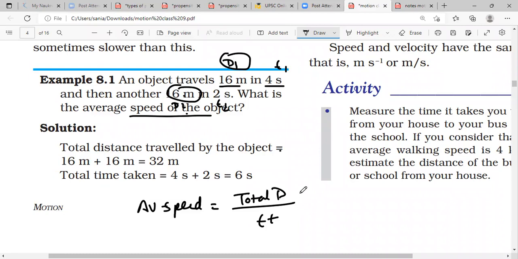Okay, and you'll add them, and then time 1 and time 2 you'll add, you'll get total time. Clear? You can do it.